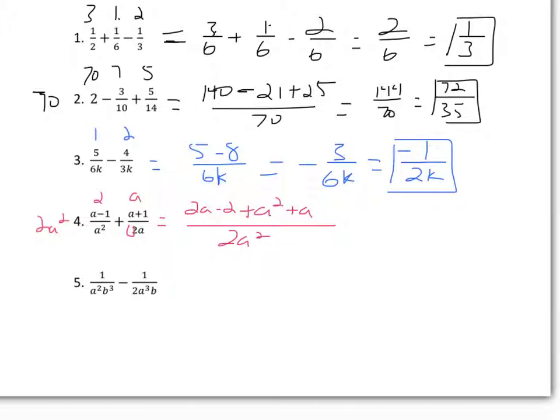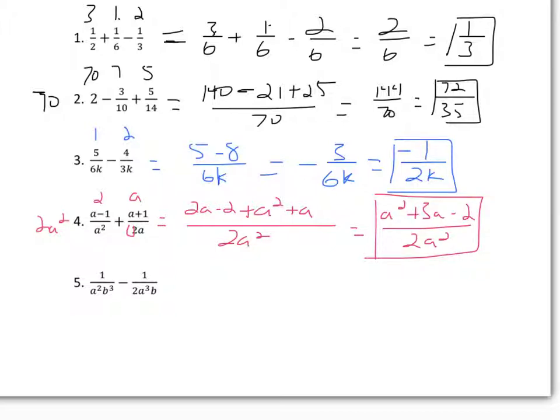All over 2a squared, our common denominator. Combine everything that we can, and we'll have a squared plus 3a minus 2 all over 2a squared. Now you can't do anything from there because you can't factor that top, so we just leave it like that. It's all finished.